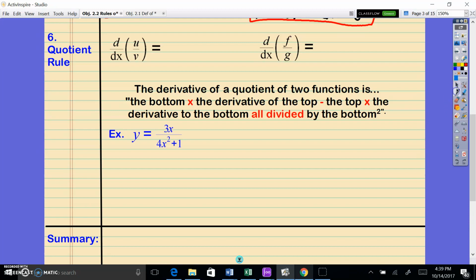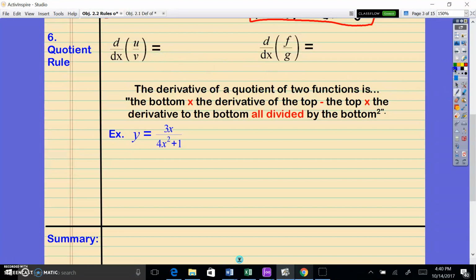Again, you are not allowed to simply take the derivative of the top over the derivative of the bottom. So you are not allowed to just do u prime over v prime. That's bad. And I know that somebody's going to do it. Every year somebody does it, but don't let that person be you.